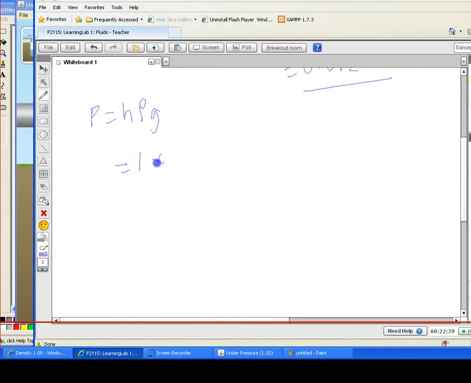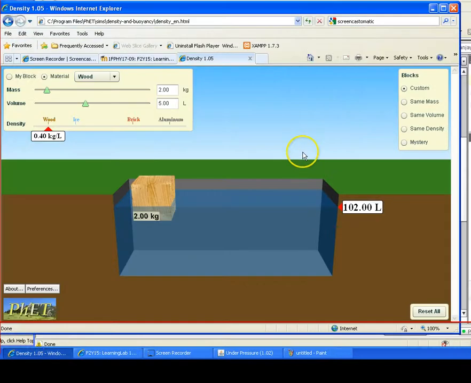Again H is 1 meter of water. What is rho for water? It's 1000 kg per meter cube times what is acceleration due to gravity? 10. So we should get about 10,000 pascals, or that's equivalent to 10 kilopascals for every meter of water. Do we agree with this? That's what we should expect to see. Okay, very good.